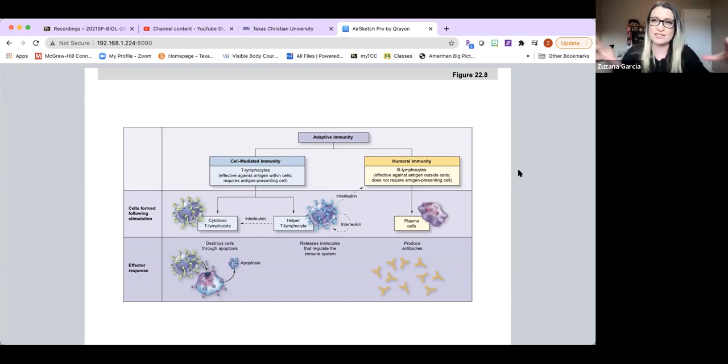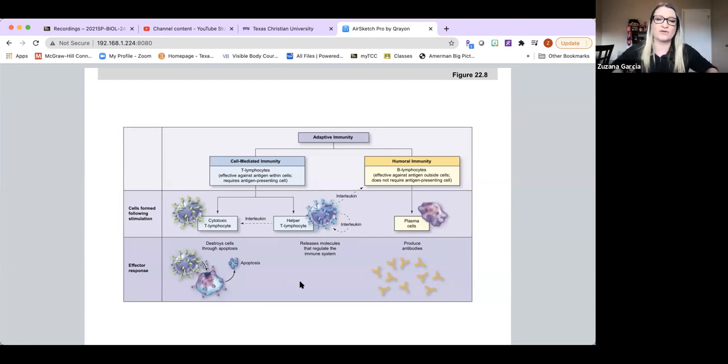Okay, so adaptive immunity is divided into two types of immunity. You have the cell-mediated immunity, and this is going to involve your T lymphocytes. And then you have the humoral immunity, and that's going to involve your B lymphocytes. So that's a very important thing to be aware of. Cell-mediated immunity, a part of the adaptive immunity, is dealing with T lymphocytes. And humoral has to do with the fact that it's going to involve antibodies, which are going to be part of your blood plasma, and that's why it's called humoral. But it involves the B lymphocytes that produce antibodies.